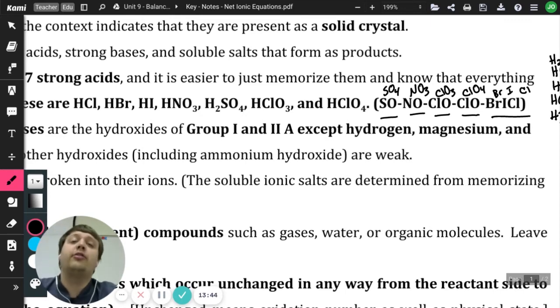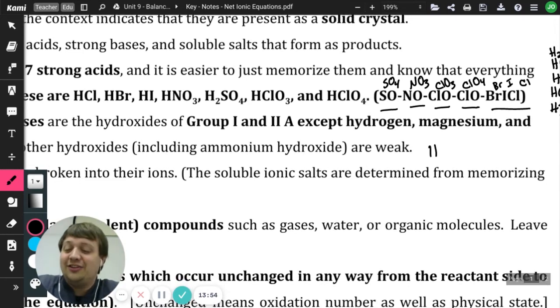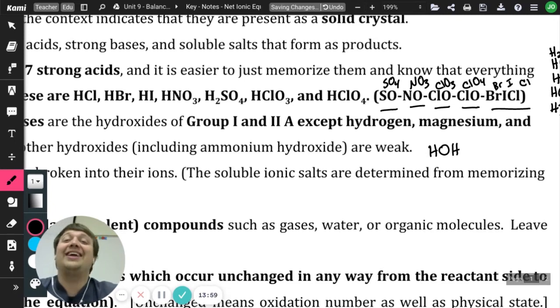Now there are some exceptions. The first one in group 1, hydrogen, is not going to form a strong base. Why? Because if I have a hydrogen and I add a hydroxide to the end of that, what is that? That is water, and we know that water is not a strong base, right? The other 2 exceptions are beryllium and magnesium.